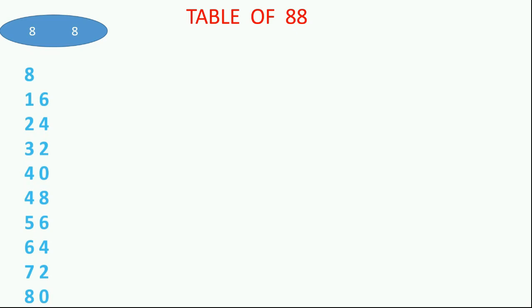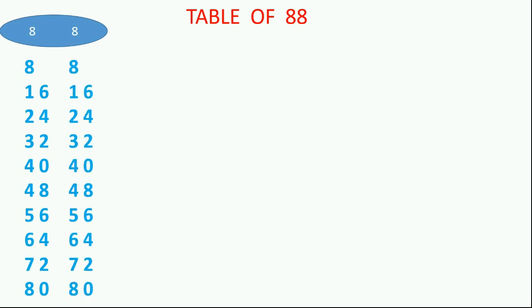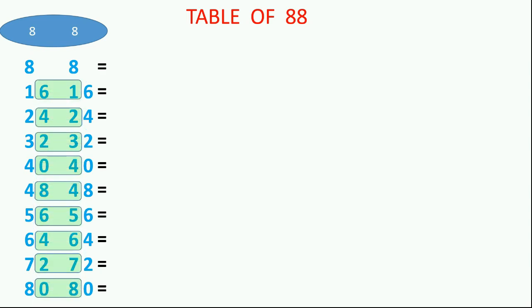So now let's see the table of 88. I write both numbers separately. I think this is going to be a little bit easy because the right side number is also the same and the table is also the same. The left side number is also the same and the table is also the same. I don't know whether it is going to be easy or hard. Let's see. Okay, so in the first there is 8 and 8. Both numbers are single digits, just write them as it is.